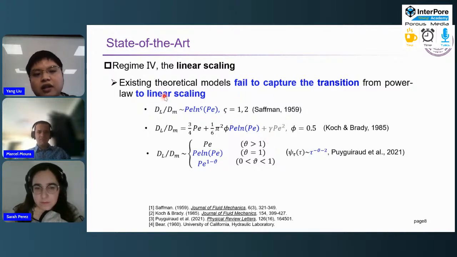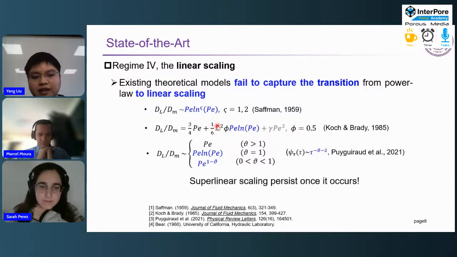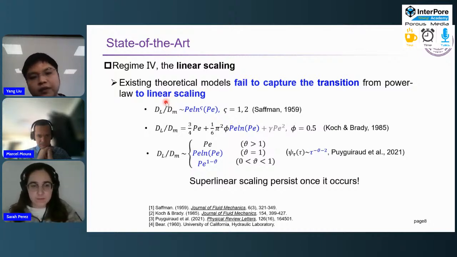On the other hand, none of the existing theoretical models can capture the transition from the power law scaling to linear scaling, just as shown by these equations. These models express the dispersion coefficient as a sum of several different terms of the Peclet number. From these equations, we can see that once a superlinear scaling is established, it will continue instead of transitioning to a linear form.